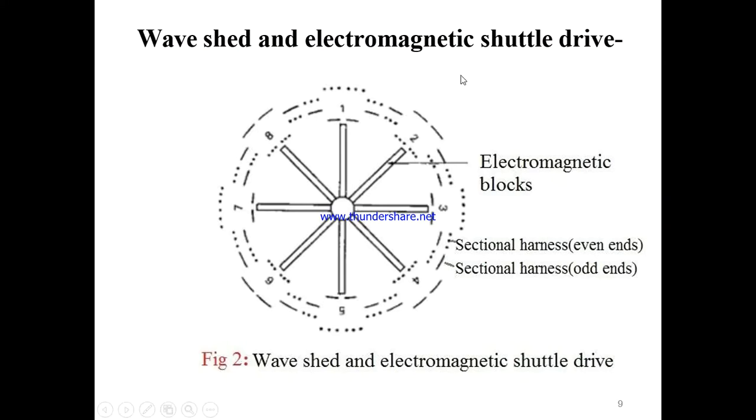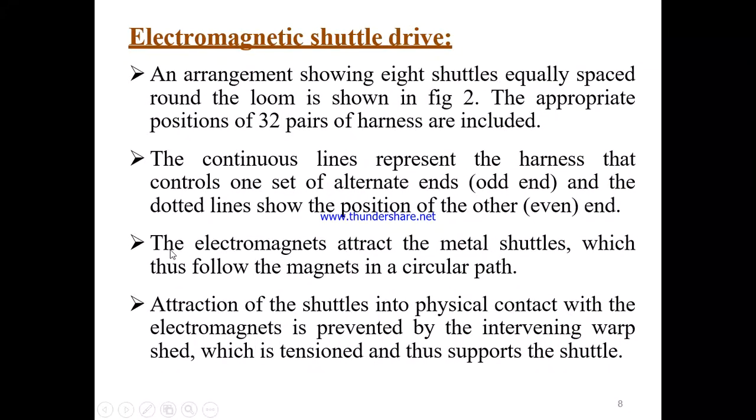So here, this is the cross diagram. They are the electromagnetic blocks, and these dotted points are the sectional harnesses which are controlling the even ends, and these continuous lines are the sectional harnesses which are controlling the odd ends. The continuous lines represent the harnesses that control one set of alternate ends, the odd ends, and the dotted line shows the position of the other, the even ends. The electromagnets attract the metal shuttles, which thus follow the magnets in the circular path. So due to the magnetic attraction, the shuttle will move for the picking.